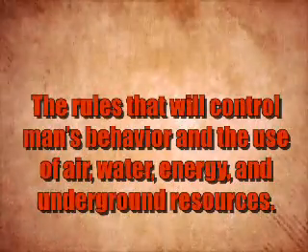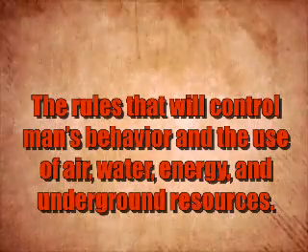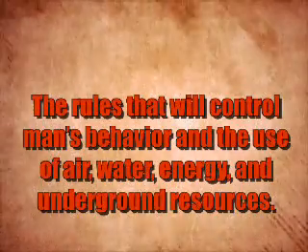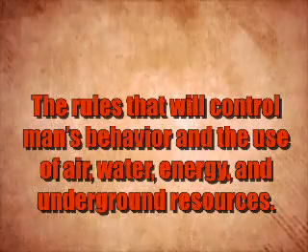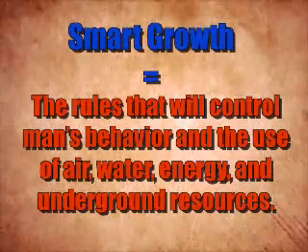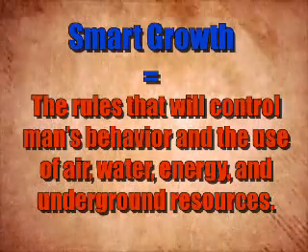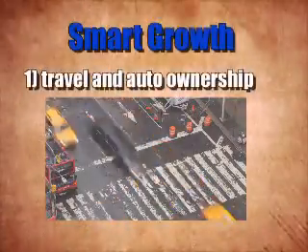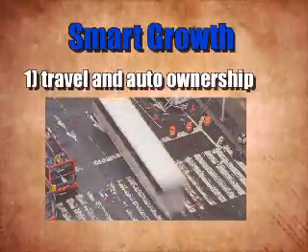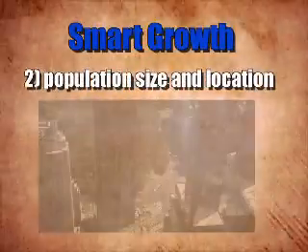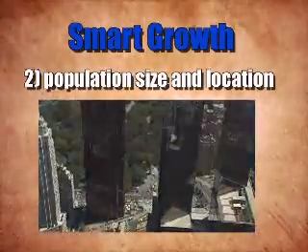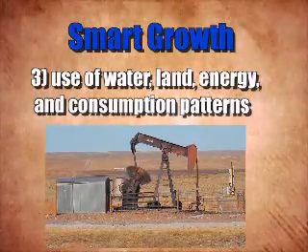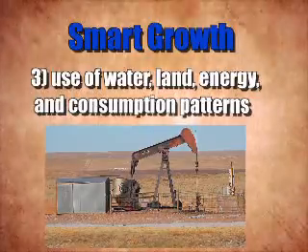To create sustainability in the human settlements, there will be rules and regulations to control use of all resources: air, land, water, energy, and all resources underground. These rules are included under the heading of Smart Growth. Smart growth regulations fall primarily into three categories that are all designed to modify human behavior. 1. Regulations to discourage travel and the ownership of automobiles. 2. Regulations that discourage you from having children. 3. Regulations that will discourage you from using water, land, energy, and the consumption of materials, whether it be toilet paper or materials to build a home.